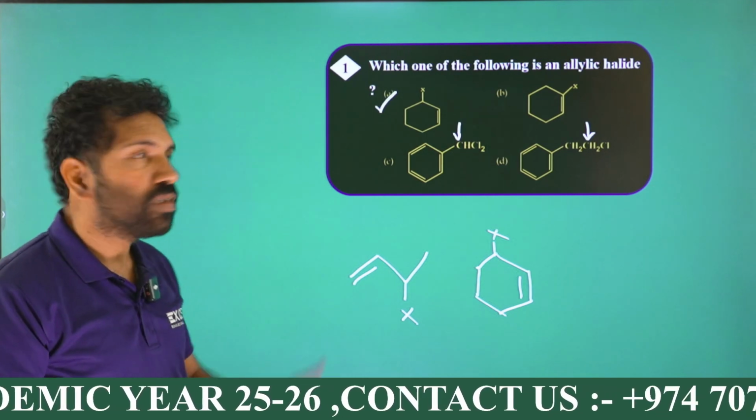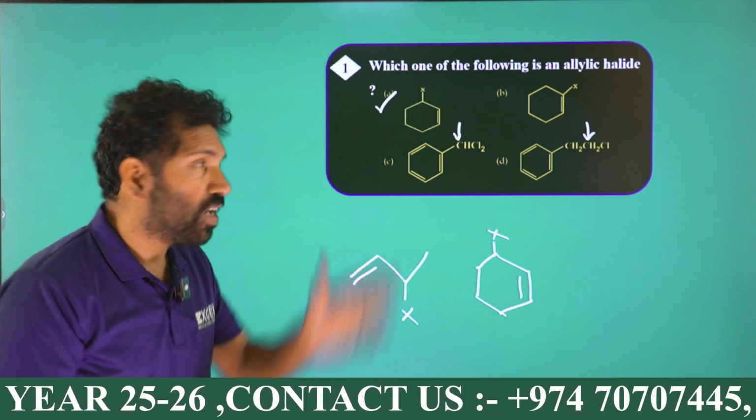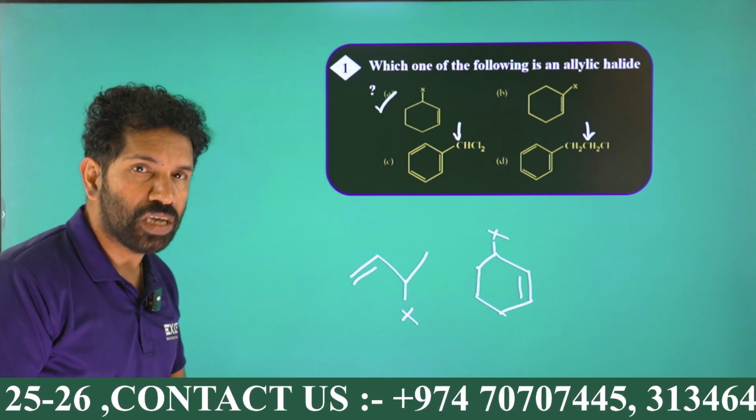This is about the classification. The answer to the first question, the allylic halide, is option A.